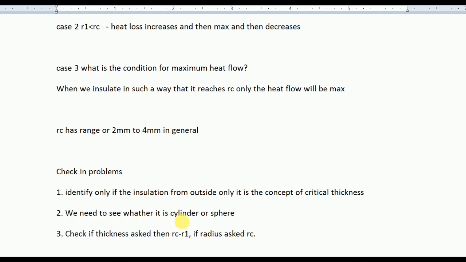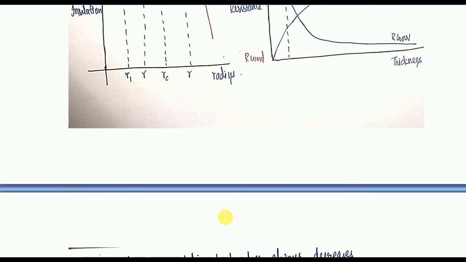We need to see whether it is a cylinder or sphere. We have seen the formulas: it is 2K by H for a sphere, K by H for a cylinder, with K insulation by H outer. And we need to check whether thickness is asked. If it is thickness, then it is RC minus R1. If it is radius, simply it is RC. So this is a very important topic, and I do not want you to lose any marks in this. So please be very careful in addressing all these things.